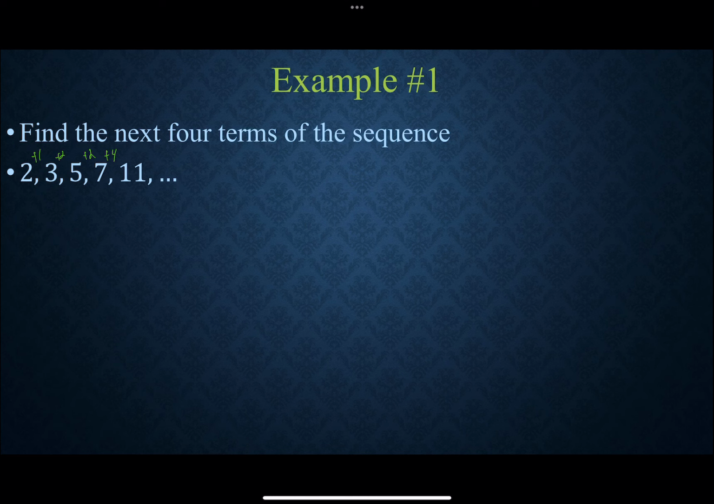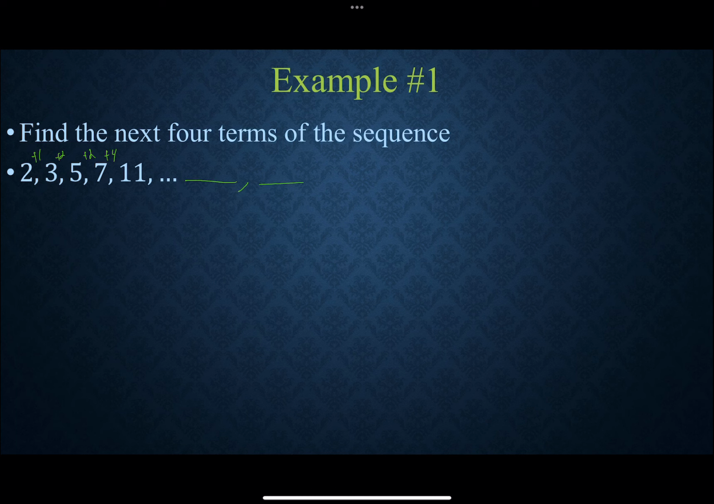So we look at what type of numbers we have: 2, 3, 5, 7, 11. Well, those all look like prime numbers. In fact, they are prime numbers. They are the first 5 prime numbers. 2 is the only even prime number, and after that it's all odds. 3, 5, 7, we skip 9 because it's divisible by 3, then 11.